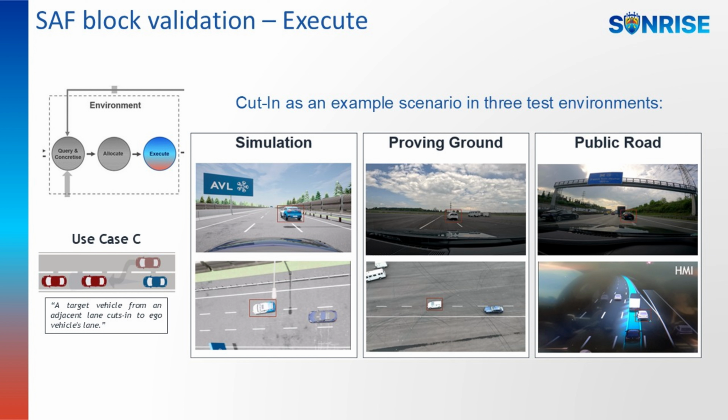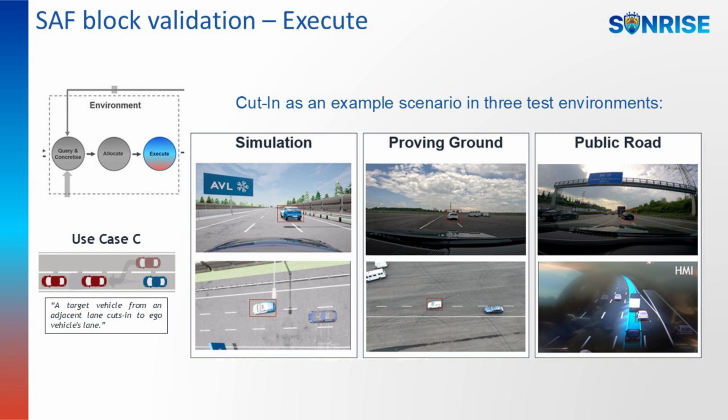Next is the proving ground. This test track allows for high-precision testing with real vehicles, but without the unpredictability of public traffic. Real-world sensor data is collected under reproducible conditions, enhancing system reliability. Finally, we have public road testing. This is where the system is exposed to the complexity and variability of real-world driving. It's the ultimate check to ensure that the system performs safely in everyday conditions, while interacting with unpredictable road users and infrastructure.